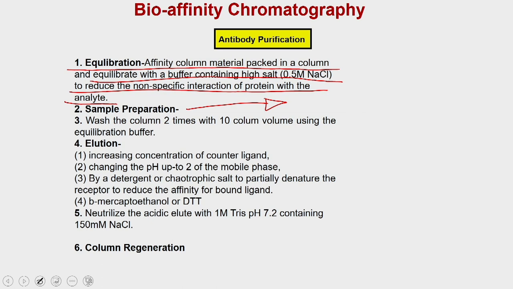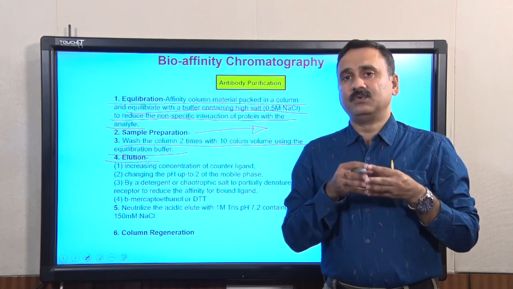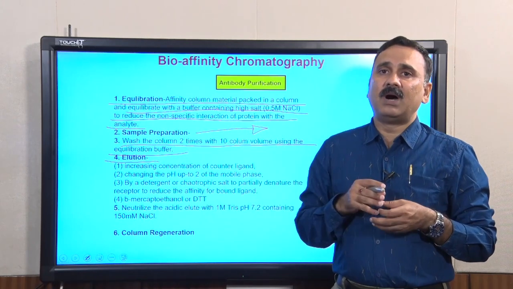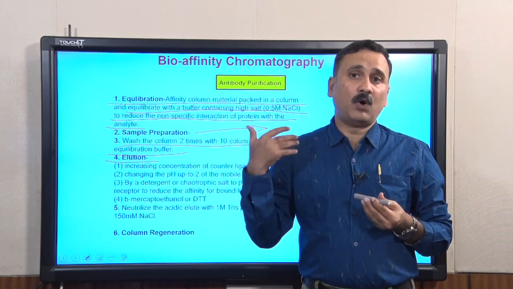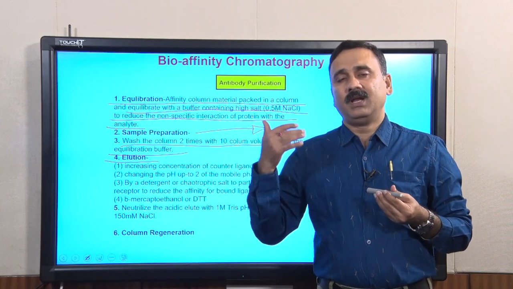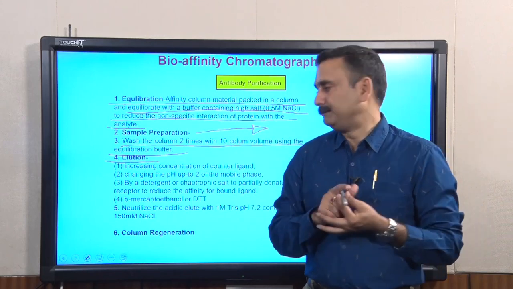Once the sample is injected into the column, you wash the column two times with 10 column volumes of the equilibration buffer. Once the washing is over, that removes the non-specific proteins which are bound to the matrix. Now you have to do the elution, and since we are talking about antigen and antibody interactions, we have a couple of options which we can exploit to elute the antibodies which are bound to the antigen present on the matrix.